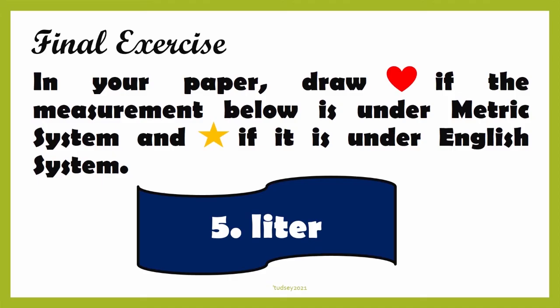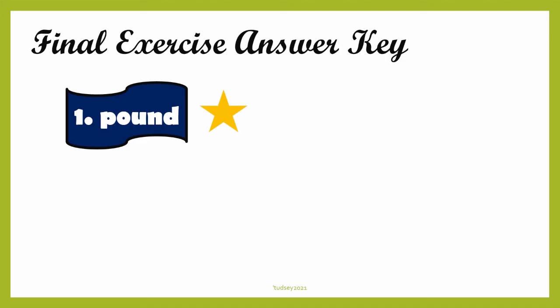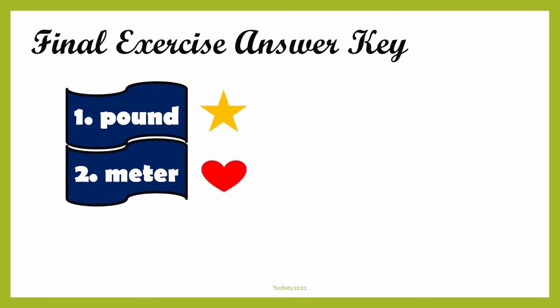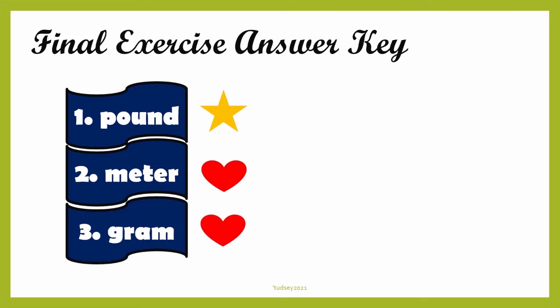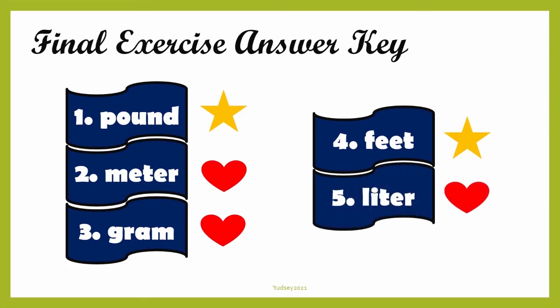Okay, let's check. Be honest, kids. The answer for number 1, pound, is a star. It is under English system. Number 2, meter, is heart, because it is under metric system. Number 3, gram, heart, it is under metric system. Number 4, feet, it is star, because it is under English system. And last, number 5, liter, is heart. It is under metric system.